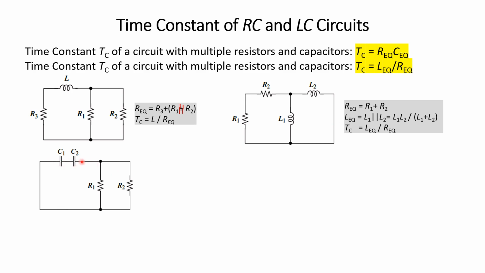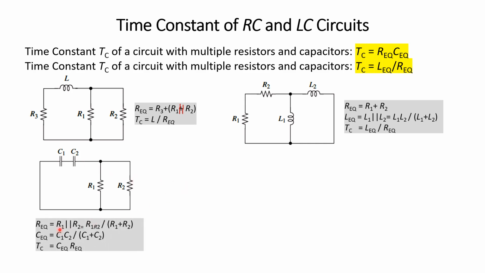Now C1 and C2, remember when capacitors are connected in series, the equivalent is C1 multiplied by C2 divided by C1 plus C2. This is different from resistors.